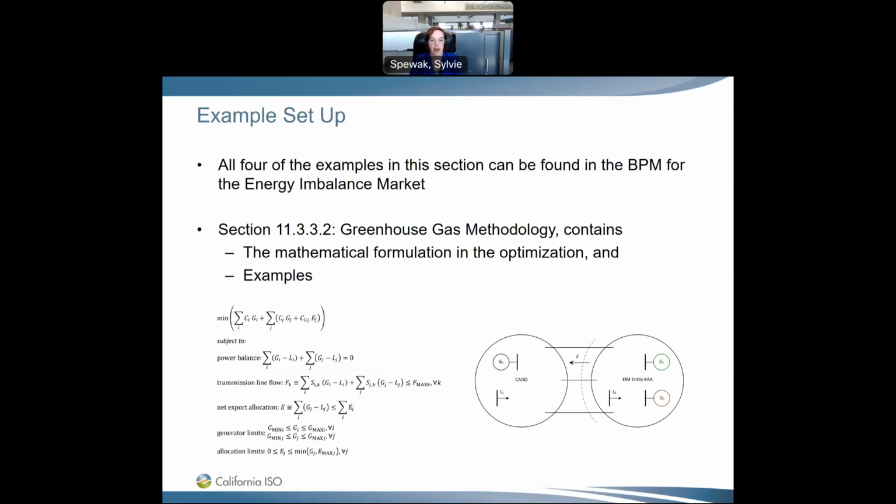And you'll note that the example setup that I have here and that is in the BPMs looks a little bit different visually. It is explained in a somewhat different manner, but all of the numbers are the same. The solutions and the outcomes in this presentation should match those that are in the BPMs. I've just broken it down much more granularly to hopefully help you connect the dots and give you a deeper understanding of what's happening.